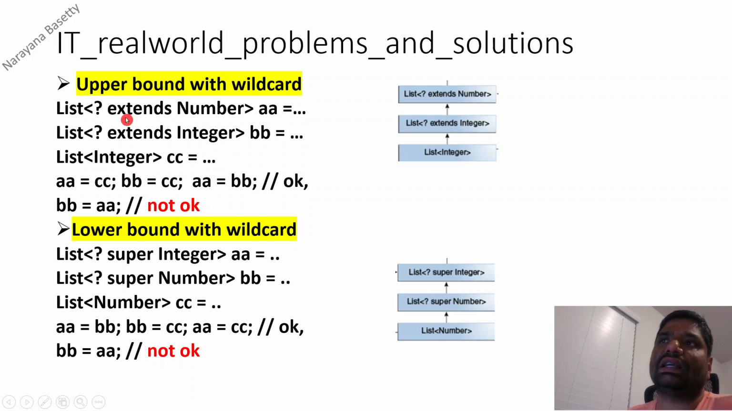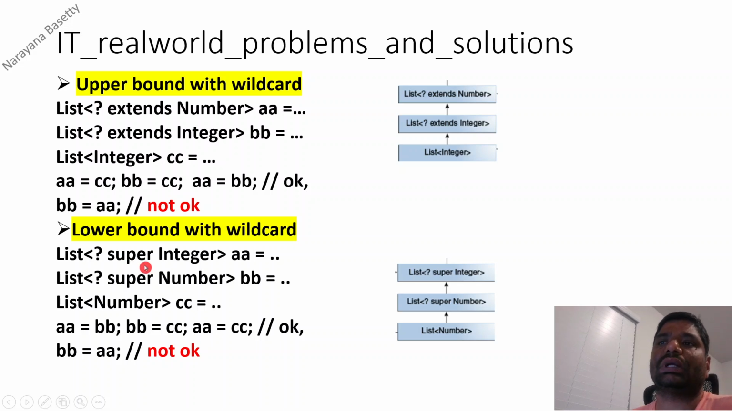Extends is the keyword with the generic signature to define the upper bound. To define the lower bound, use the super keyword along with the generic notation. So now if you assign BB equal to AA, definitely it is not bound. You will get a compile time error. The same case, BB equal to AA, because it is not upper bound. That's the reason the lower bound will give a compile time error, because this is quite the opposite direction of the upper bound defining things.